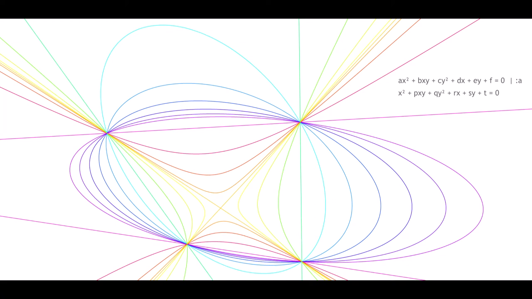This picture of a pencil of conics in 4 points is just to show that 4 are not enough to determine a conic, and also to help you see that any 5th point of the plane will lie with the other 4 in exactly one conic.